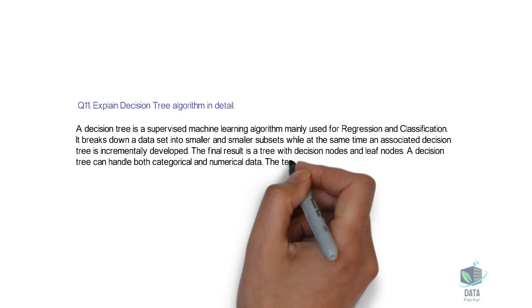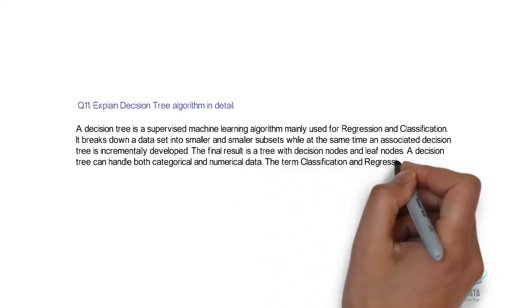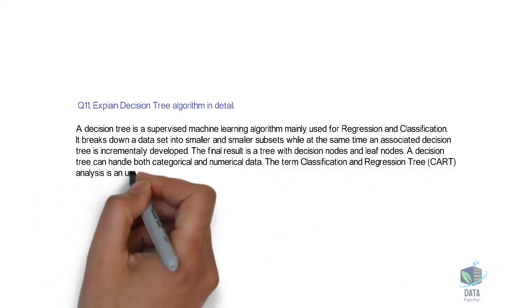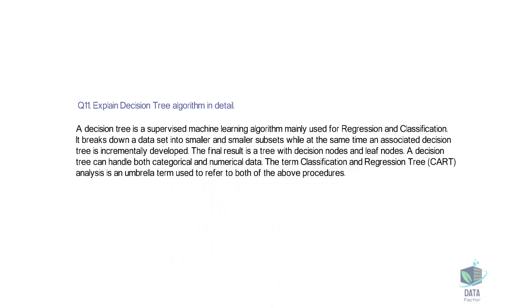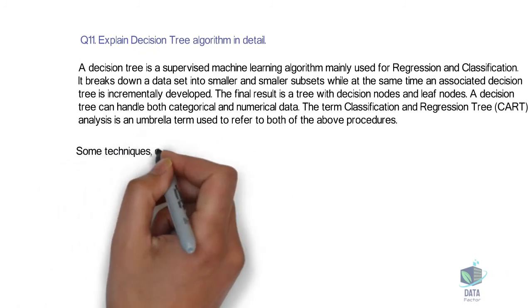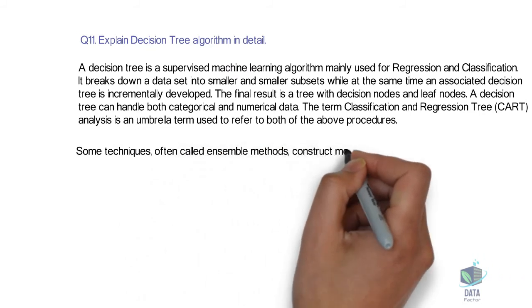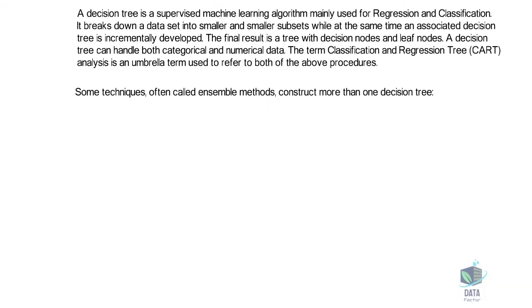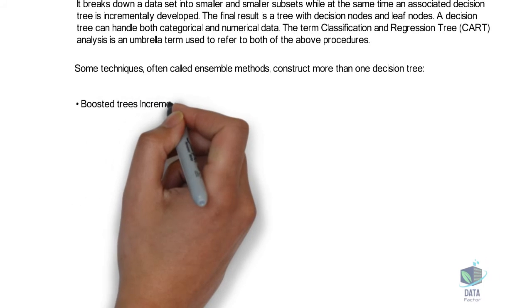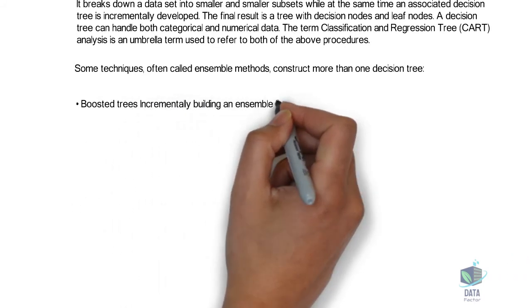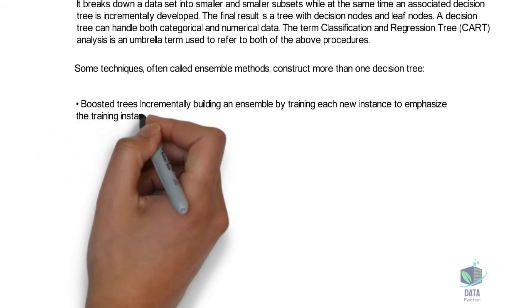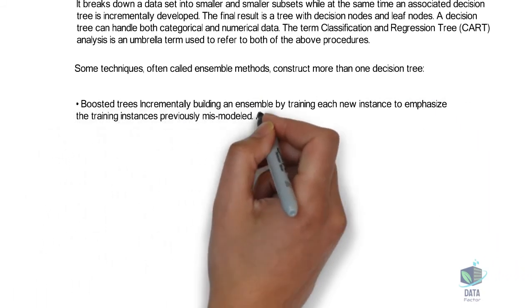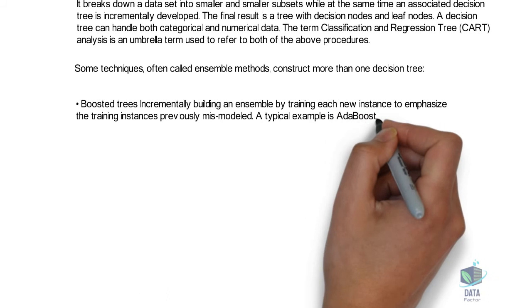Question 11. Explain decision tree algorithm in detail. Answer. A decision tree is a supervised machine learning algorithm mainly used for regression and classification. It breaks down a data set into smaller and smaller subsets while at the same time an associated decision tree is incrementally developed. The final result is a tree with decision nodes and leaf nodes. A decision tree can handle both categorical and numerical data.